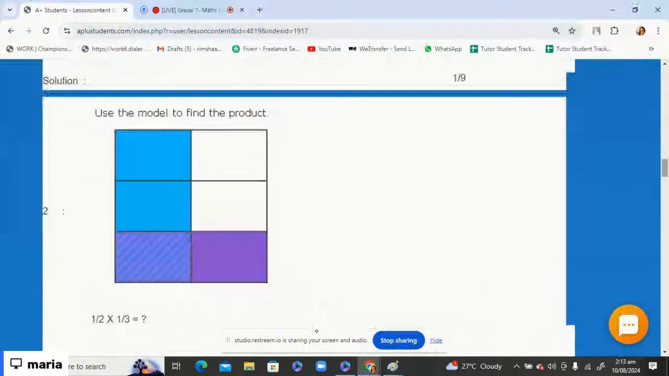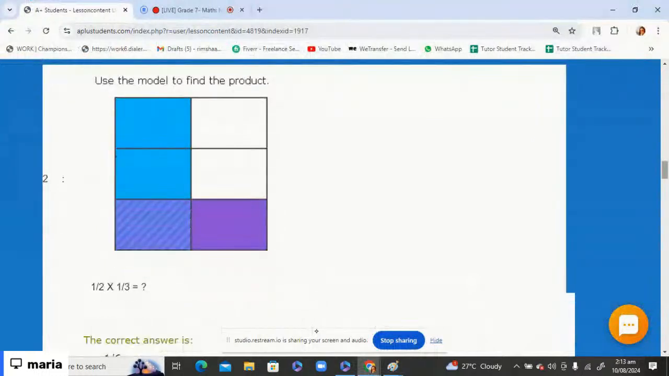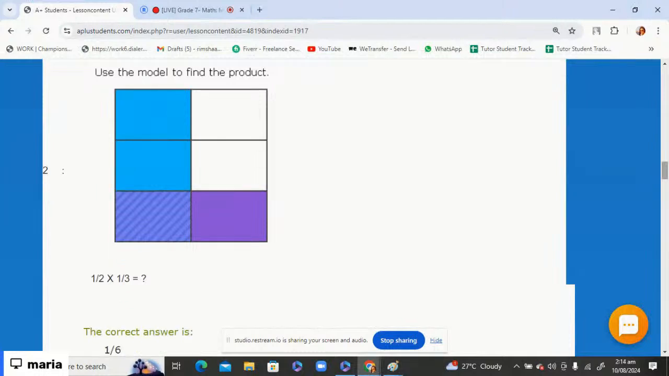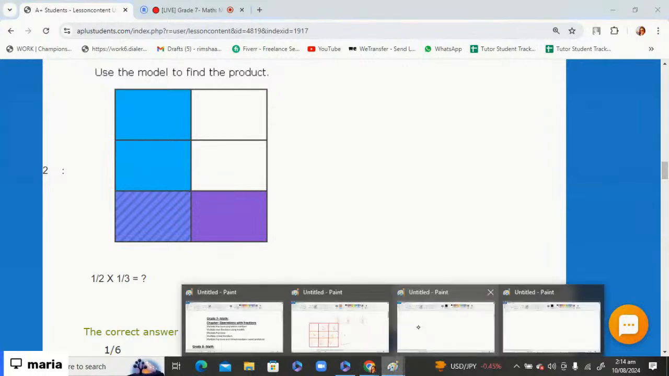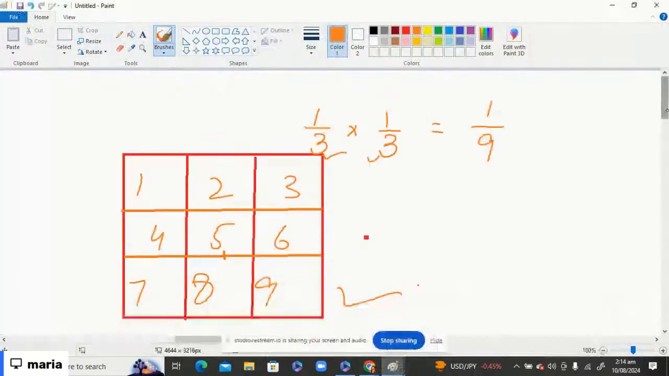Now use the model to find the product. Look at here. So now you tell me how many rows. Always we are going to multiply column with the rows. So first we're going to write the column and then we're just going to write the rows and then multiply with each other.